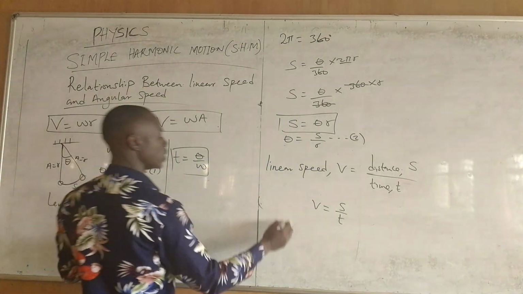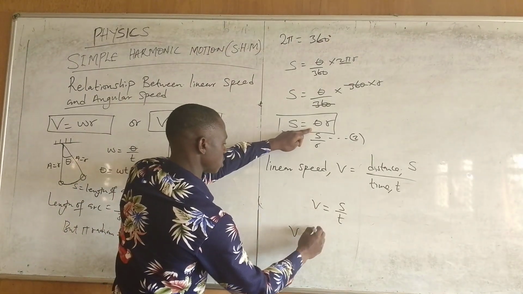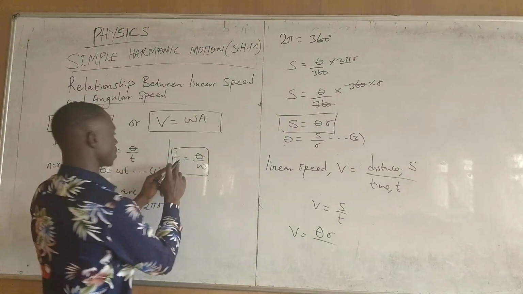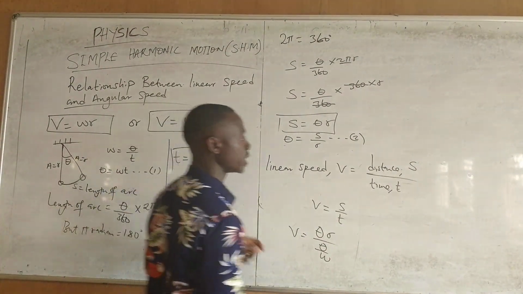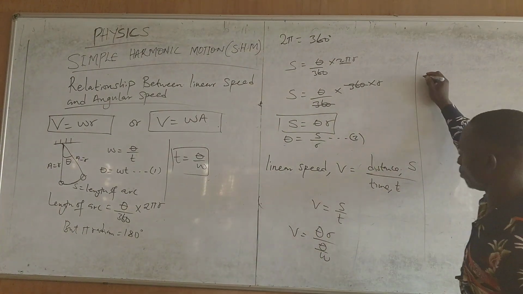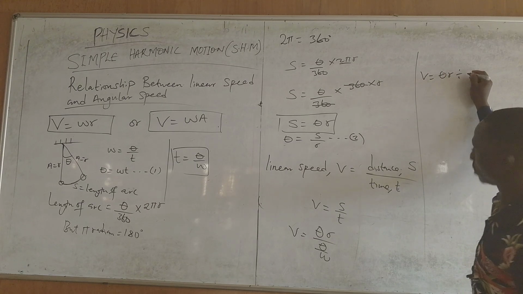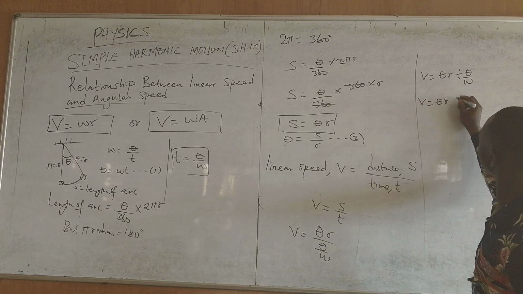So V will now be equal to what? We substitute. What is your S? S is theta r. Then over, what is your t? Theta over omega, okay? So we are getting there. So from there, V will now equal theta r divided by theta over omega.